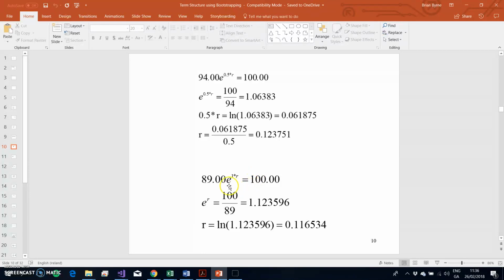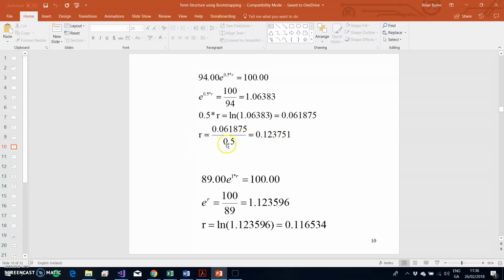Likewise down here, it's for a 1 year term. We don't know the rate of interest, that's what we want to find. There's no coupon, you pay 89 today, and in 12 months time you get 100 back. So to solve for r, divide both sides by 89, 1.12. To eliminate e, we take the natural logarithm of both sides, and this side we're left with r. On this side we take the natural logarithm of 1.123596, and that yields us 0.11653.